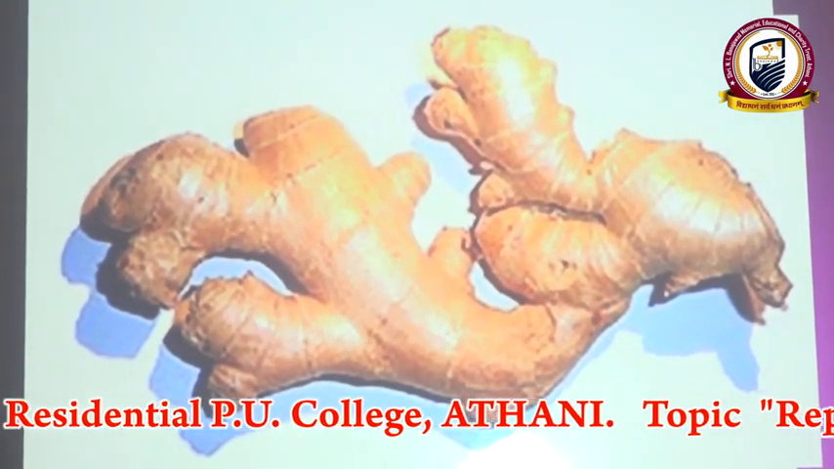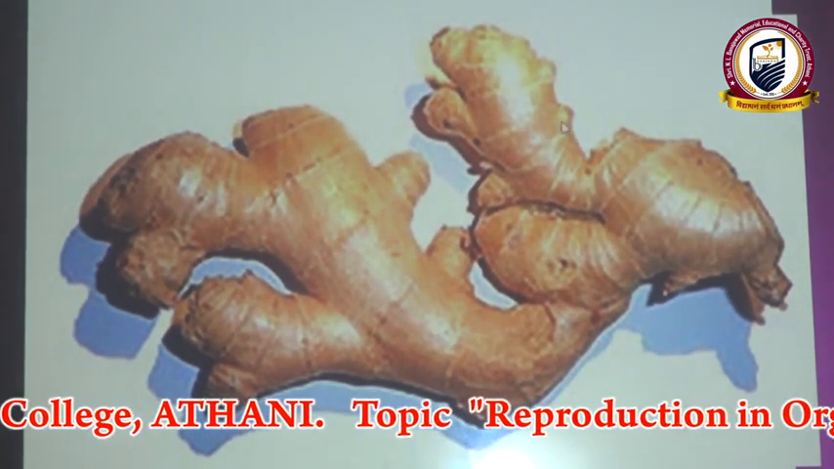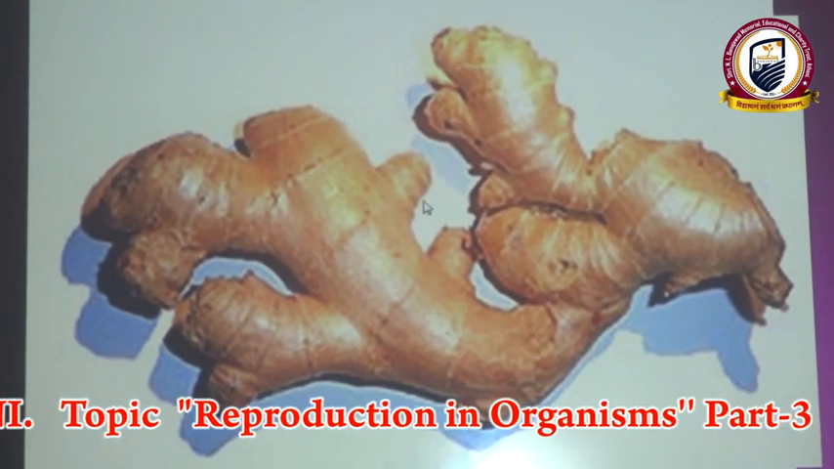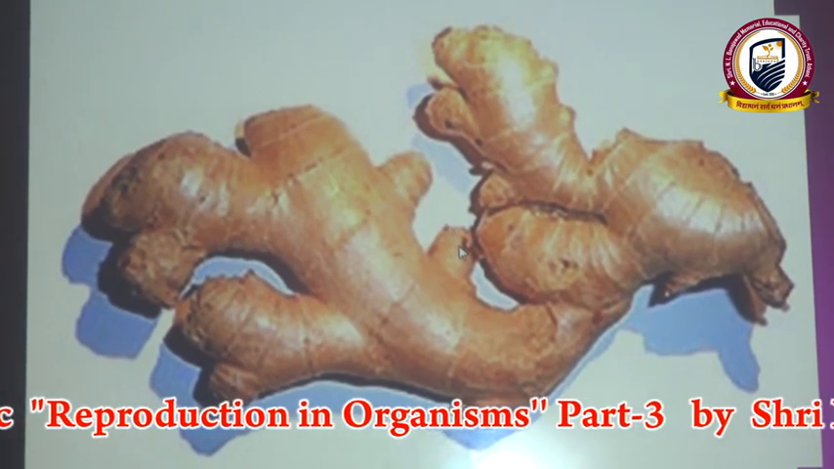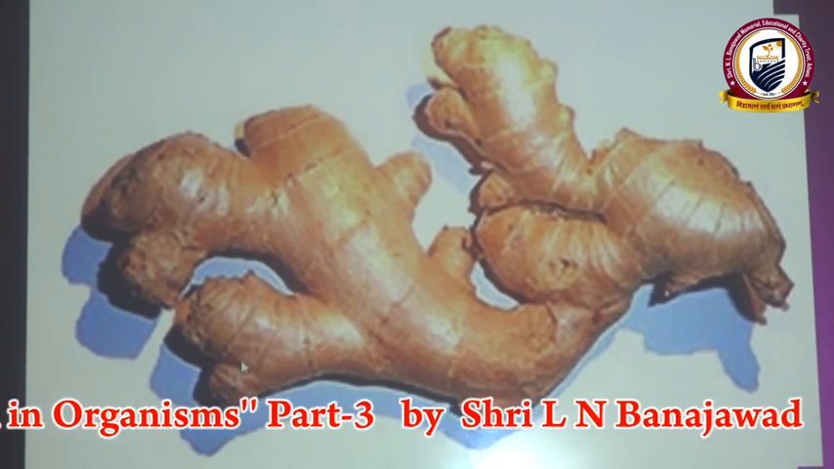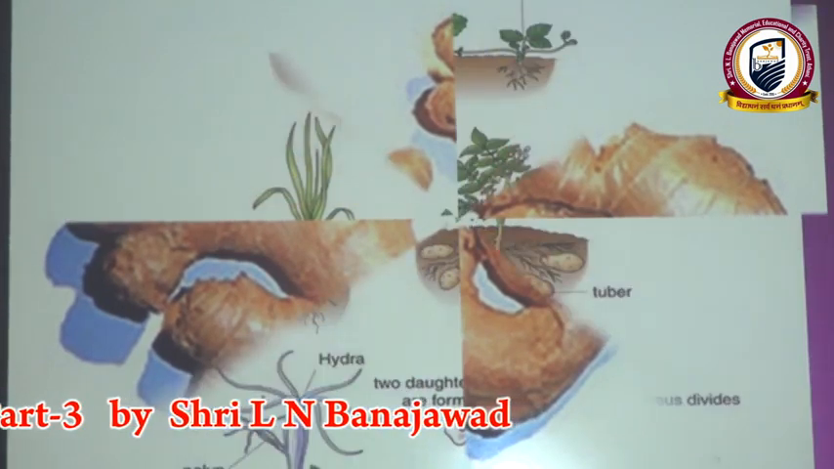See this slide, it shows it very easily. There are some notches there. They are what we call nodes and internodes, and on the side the axillary buds are there. And these axillary buds themselves develop into the new plantlet. It is the rhizome of ginger and turmeric.